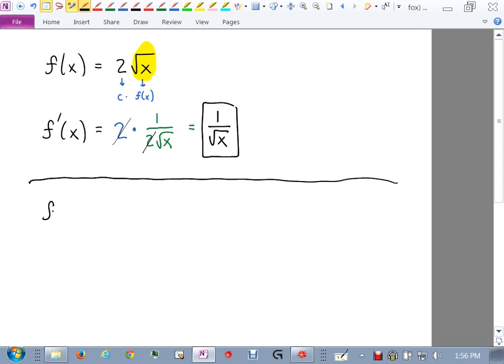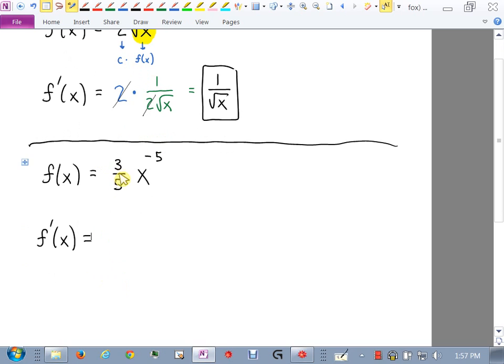Here's another one. What if f of x was equal to 3/5 x to the negative 5? What is the derivative? Well, 3/5 is a constant, right? So I'm just going to bring it with me, then multiply it times the derivative of x to the negative 5. Now, x to the negative 5, I can use the power rule, can't I? So what's going to happen is I'm going to take the negative 5, I'm going to bring it out in front, right? So that'll be times negative 5, and then x to what power? Negative 6. Be very careful there. You have negative 5 and you're taking one away, right? Take one away from negative 5 becomes negative 6.